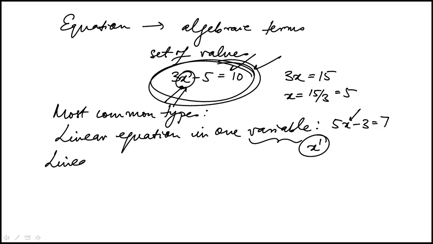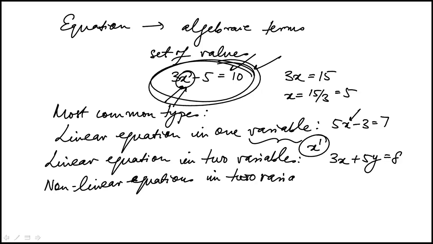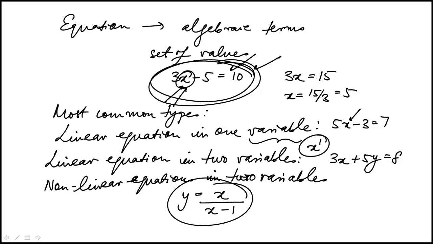It could also be a linear equation in two variables, meaning two algebraic unknowns. And this could look like 3x plus 5y equal to 8. And there are also some nonlinear equations that do appear on the GRE, and these are in two variables. It's not that they actually want you to solve these, but they may ask you to rearrange these relationships. So that's an example. It's nonlinear, and there are two unknowns, x and y.